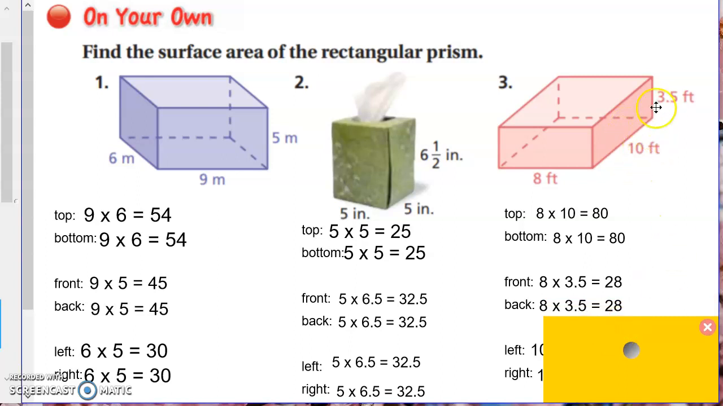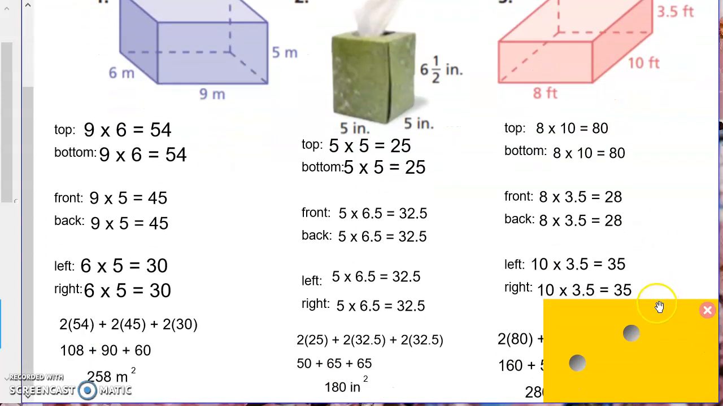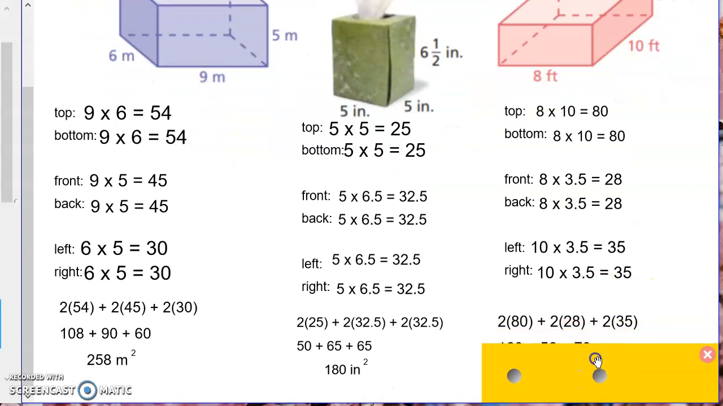The left and the right would be 10 times 3.5, which is 35, and that would be the same for the left and the right. So then I can do 2 times 80 plus 2 times 28 plus 2 times 35. And you get 160 plus 56 plus 70, which when you add those together, you should get 286 feet squared.